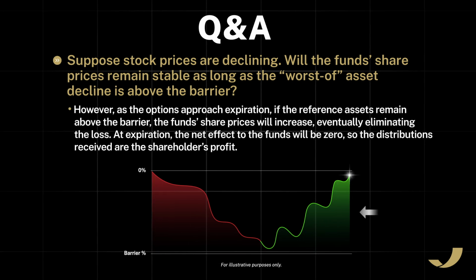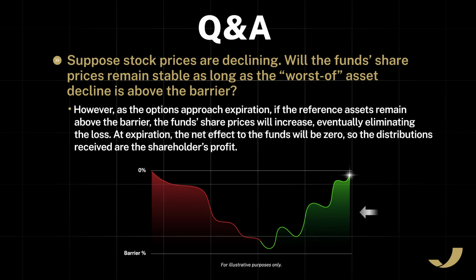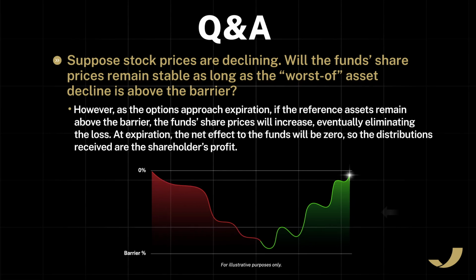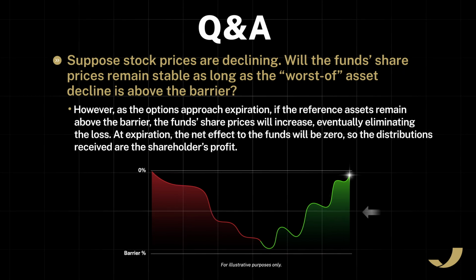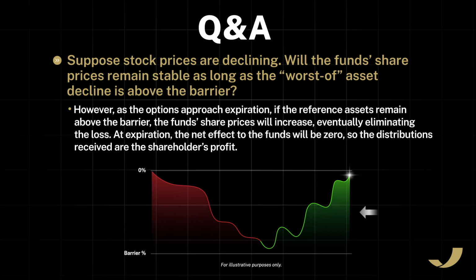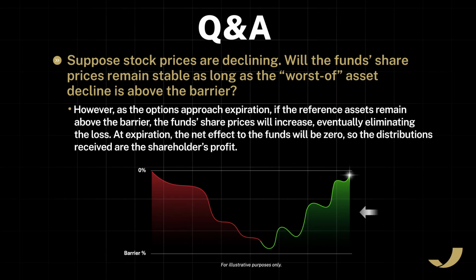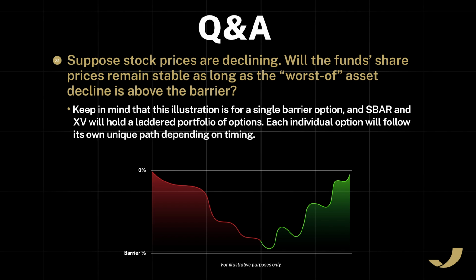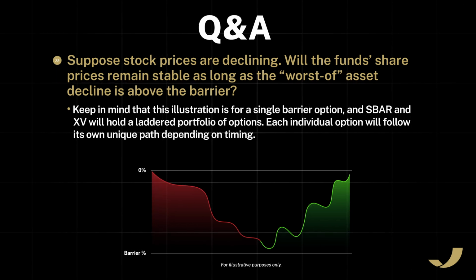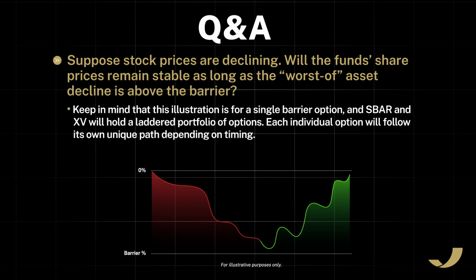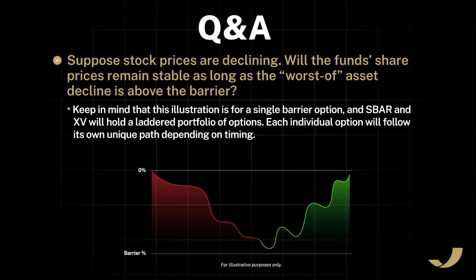However, as the options approach expiration, if the reference assets remain above the barrier, the fund's share prices will increase, eventually eliminating the loss. At expiration, the net effect to the funds will be zero, so the distributions received are the shareholders' profit. Keep in mind this illustration is for a single barrier option, and SBAR and XV will hold a laddered portfolio of options. Each individual option will follow its own unique path depending on timing.